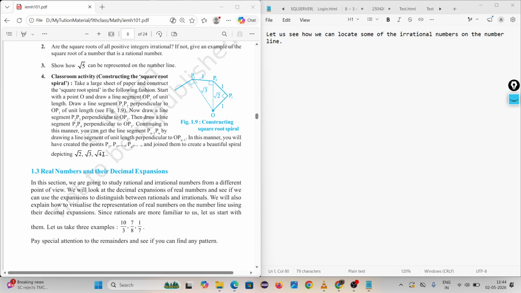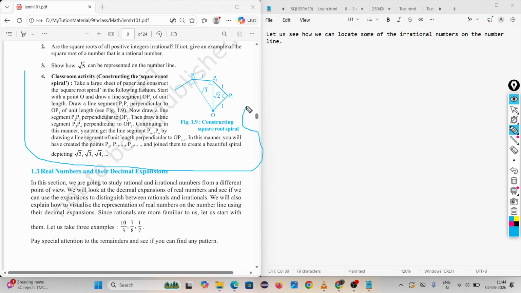Read this question number 4. It is such a large question. Classroom activity: constructing the square root spiral. Take a large sheet of paper and construct the square root spiral in the following manner. It is half done, but you have to complete the spiral.